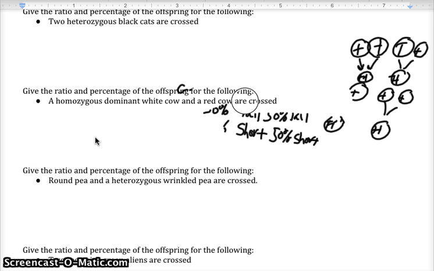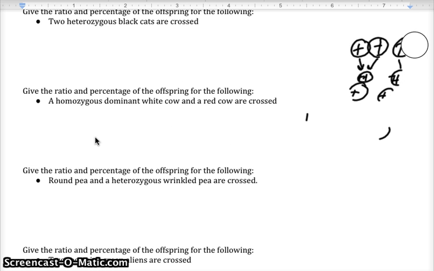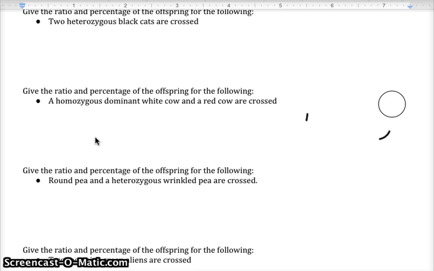Alright, now this time we have... Come on. My eraser's a little slow.